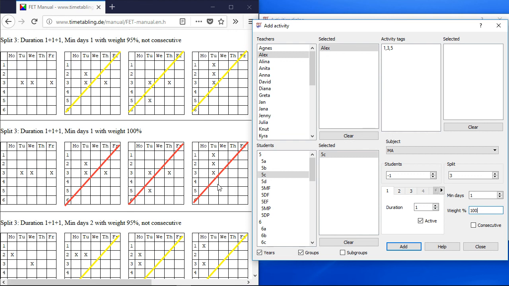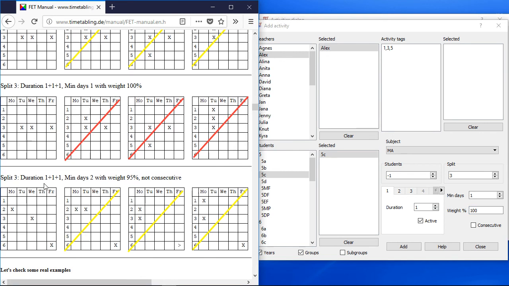Let's check the last example for this video, again an activity that is split into 3 parts, with the consecutive flag unchecked but a min 2 days constraint with 95%. Of course all 3 activities on different days and always at least 2 days between them is fine. PhET tries to avoid the second example because there is only 1 day between Monday and Tuesday. PhET tries to avoid the third example because there are 2 activities on the same day. Happy timetabling!